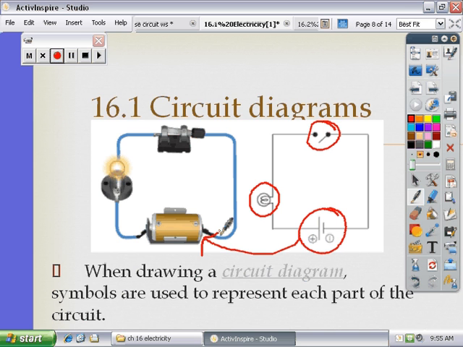Circuit diagram. Are we going to do it on Friday? Okay.